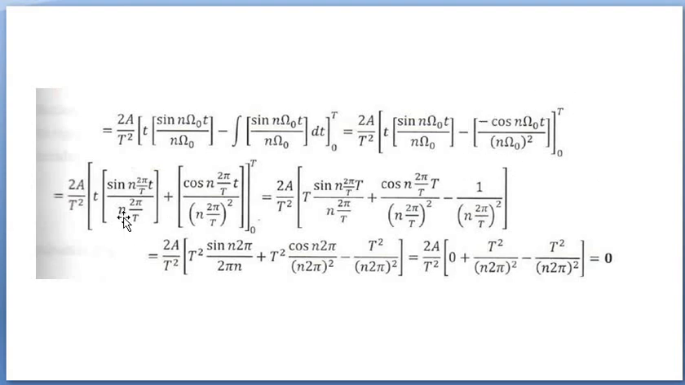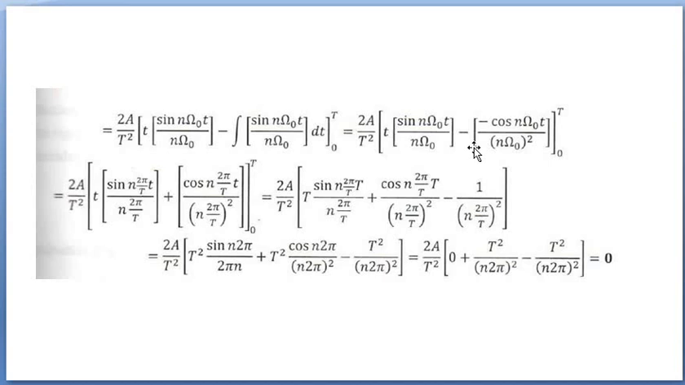simplify this, then we substitute the limit T into sine n, substitute the omega value. Omega is equal to 2 pi by capital T. So sine of n 2 pi by capital T into T divided by n 2 pi by capital T. So minus into minus becomes plus cos n 2 pi by capital T divided by n 2 pi by capital T the whole square, and the limit is 0 to T.